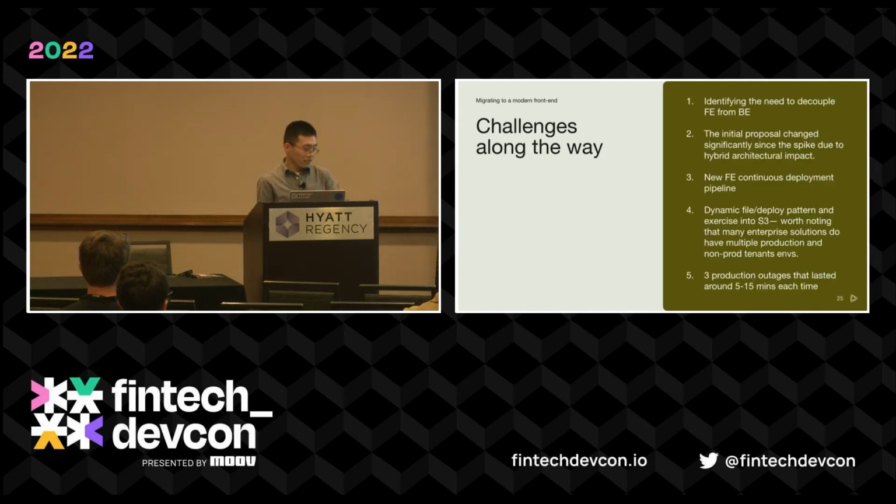So what are the challenges? Identifying the need to decouple front end from the back end was a challenge. Why do we need to do this when things are running? There is an answer. We really need to improve the development velocity towards a modern front end which is connected to a modern user experience. Another challenge: the initial proposal changed significantly during the spike stage due to a lot of architectural impact and integrated logic.